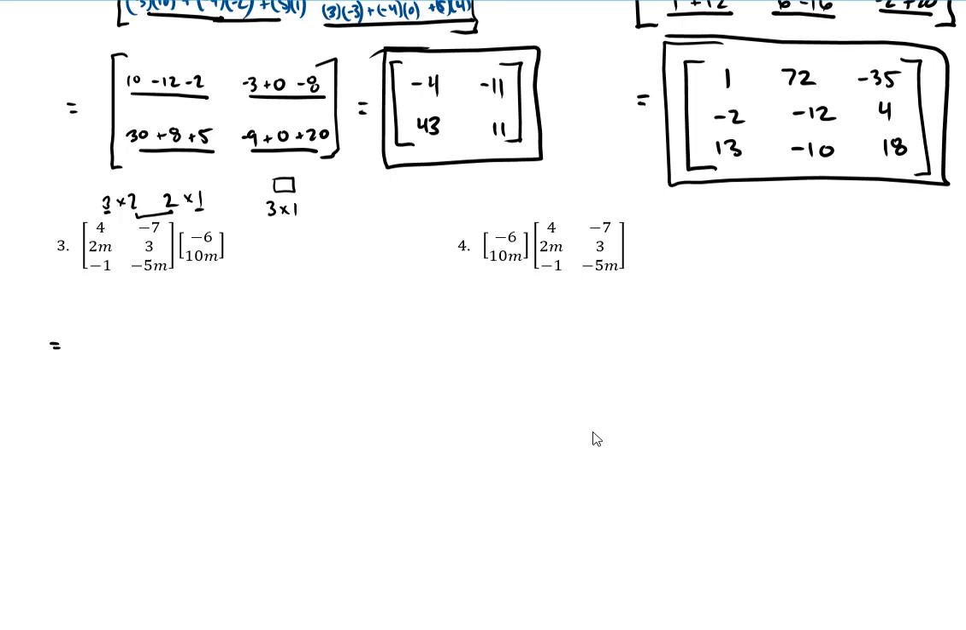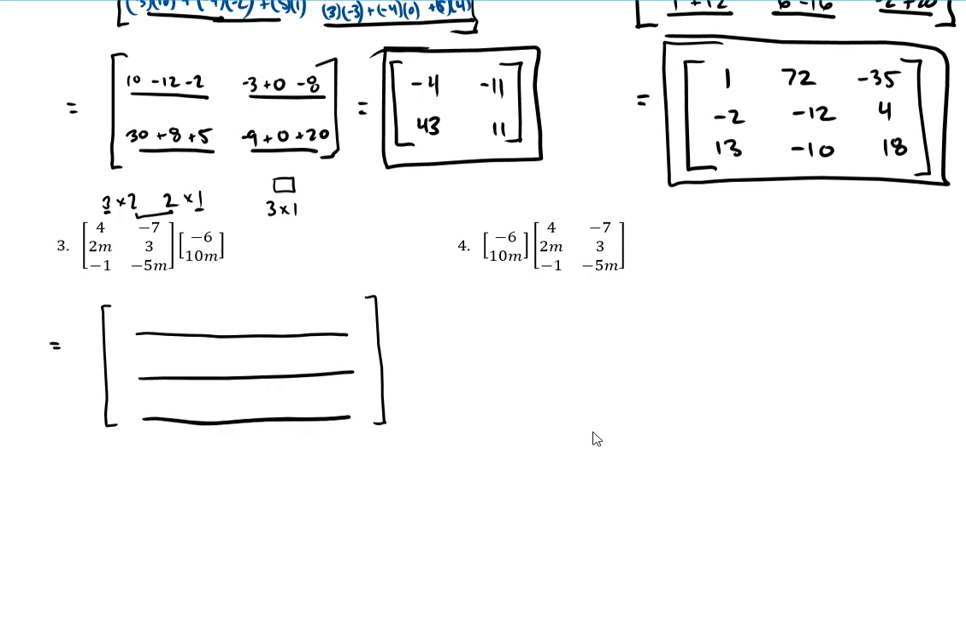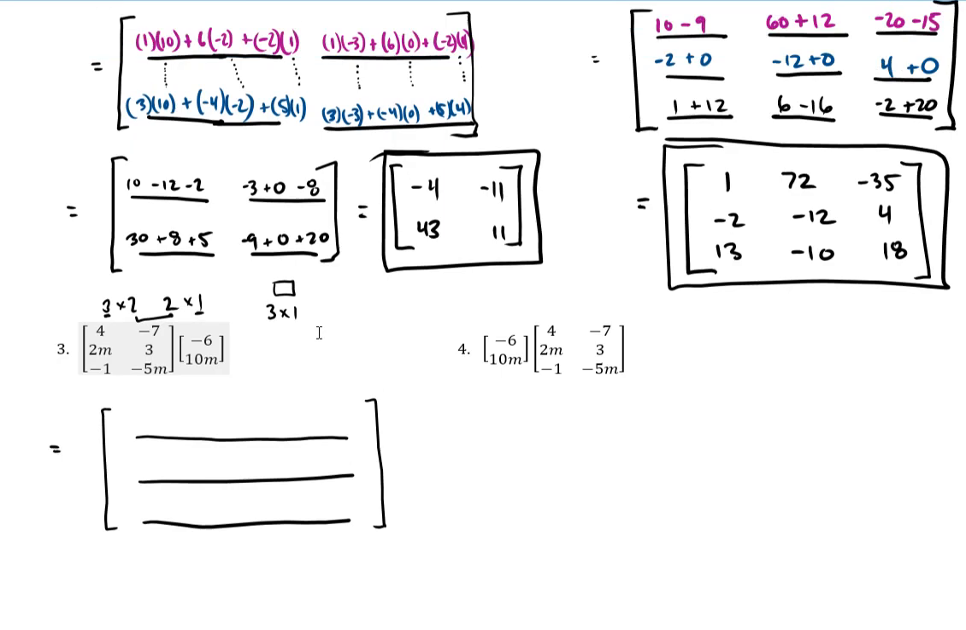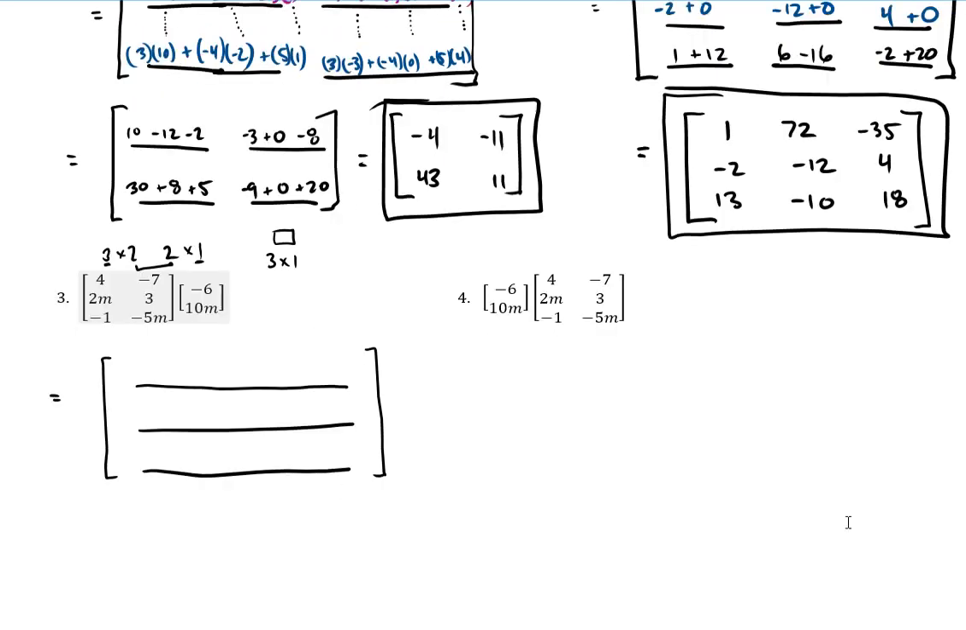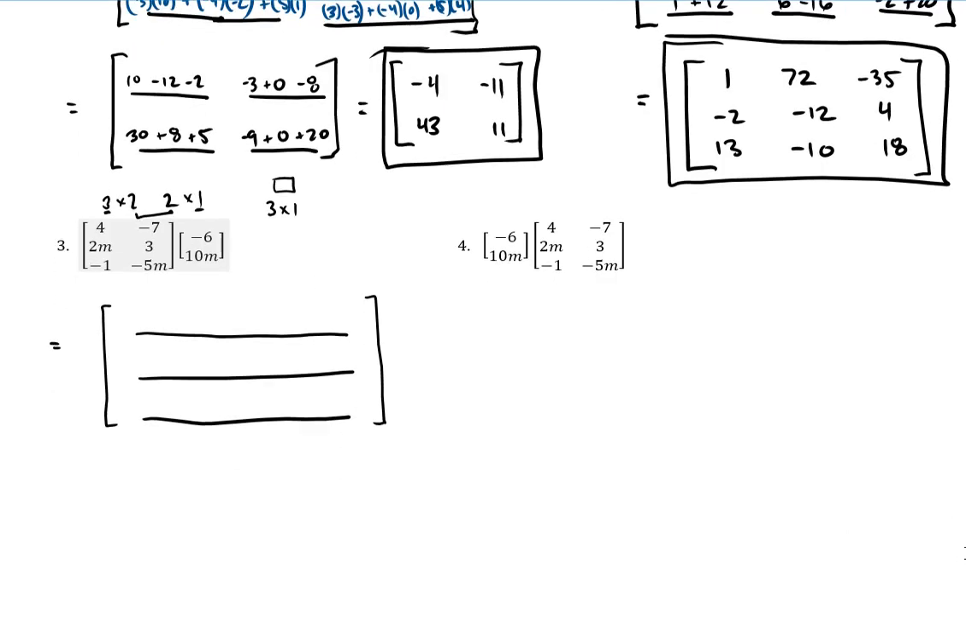Okay, so to do that, let's go ahead and set it up. This is saying 3 rows and 1 column. So I'm just going to do it super big, with 3 rows and 1 column. I'm trying to make sure I don't make the same mistake I did up there and give myself plenty of room. Okay, so I've got my 3 rows and 1 column.